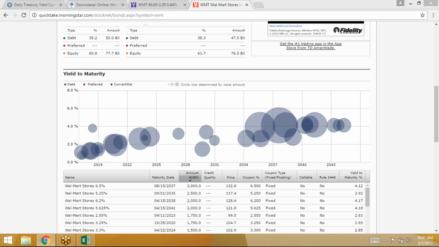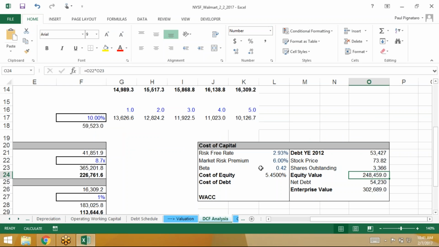Okay. Now, just to match the line in the book, in the book we had 5.625. Okay. So let's go 5.625. So cost of debt 5.625. Okay. And we now have enough data to calculate the weighted average cost of capital. Okay?